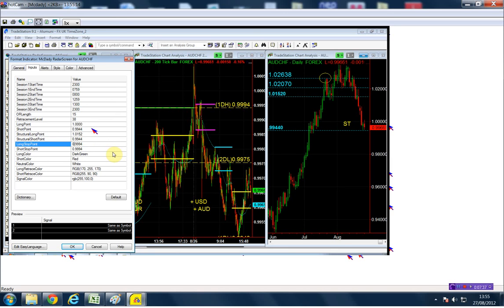On the short side, we're going to go short below 99.44, which is the structural point, and if we do, that's going to be our structural short point, and it is going to be our stop. Okay, that is the Aussie Swiss. Let me save that.